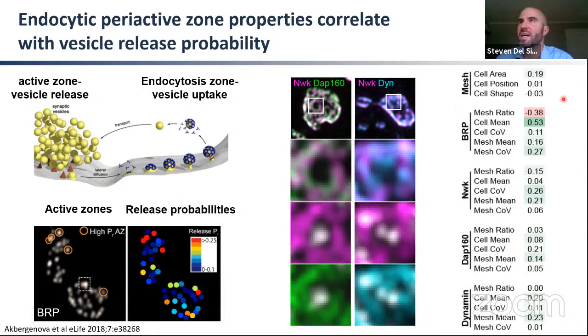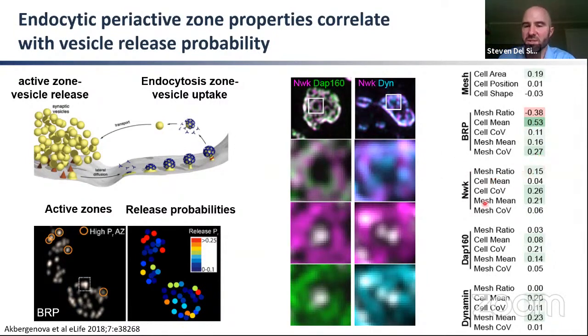And so then to quantify that, I just looked at the Pearson's correlation between a number of different measurements of the endocytic zone and how bright the BRP spot is. And so just as a sanity check, the correlation between BRP and itself is negative with the mesh ratio. So the idea is that the brighter it is here, the less enriched in the mesh it is, which is exactly what you'd expect, and positively correlates with how bright it is in this region. So we're definitely measuring what we think we're measuring.